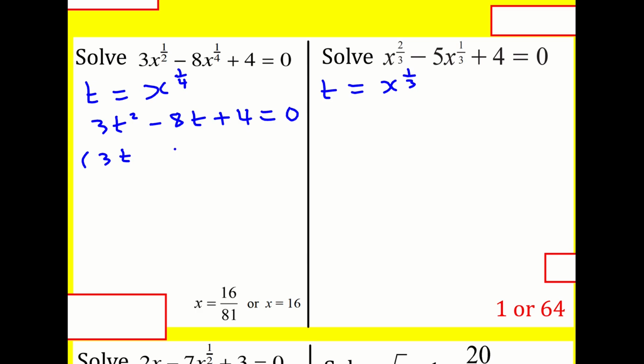If it's going to factorize, it's got to be 3t here and t here, or the other way around. So I need 2 things that are going to be negative, because I've got a plus 4, but I've got a minus 8. So I'm probably going to try minus 2 and minus 2, which does work. I'll get minus 6t and I get minus 2t. Fantastic. If you didn't spot that, you'd have to try 4 and 1 or 1 and 4, but this is going to work. So t is going to be 2/3 or 2. Remember, that is x to the quarter.